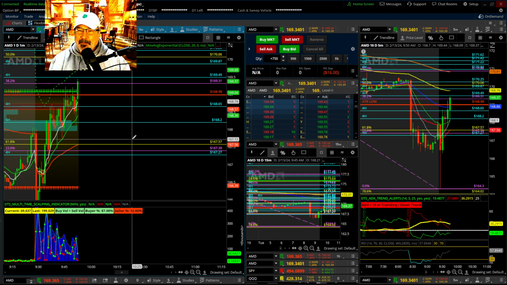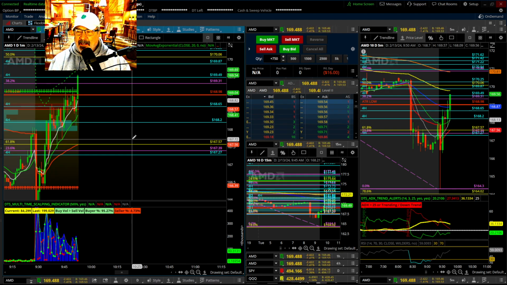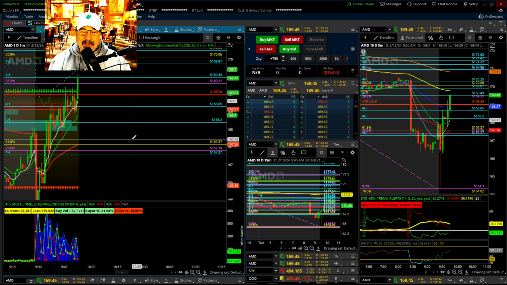I'm definitely watching this, guys. We don't start till a half hour after open. It just broke back up through the ATR low, which is good to see.